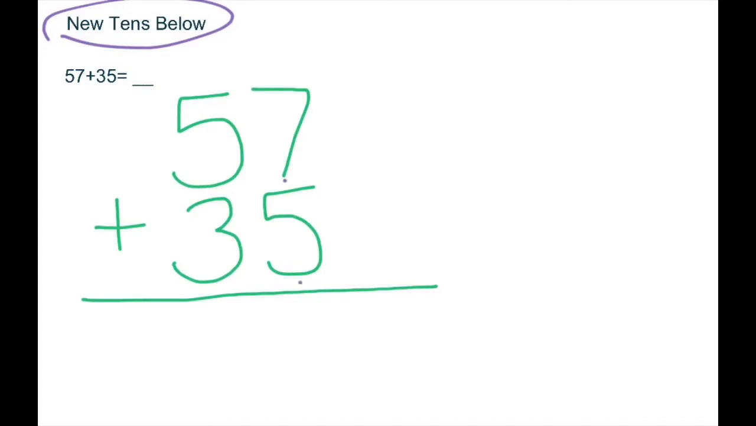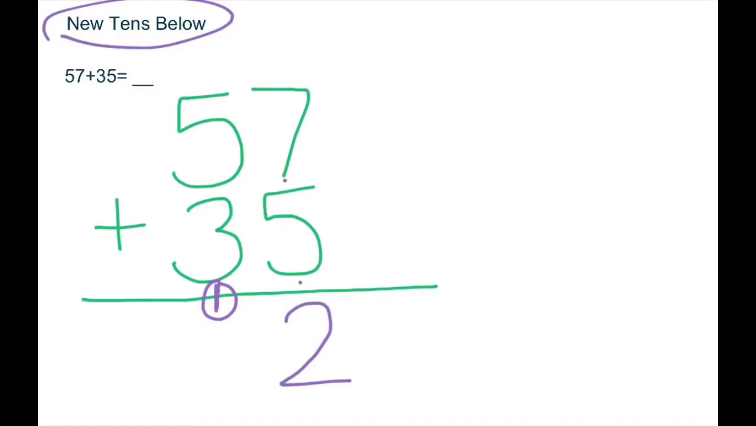7 ones plus 5 ones. And 7 plus 5 we know is 12. 12 is 1 ten and 2 ones. So I'm going to put my 10 below and my 2 in my ones column. Do you see how I just wrote the number 12? And I just added a small little 1 right here below my 5 and my 3.